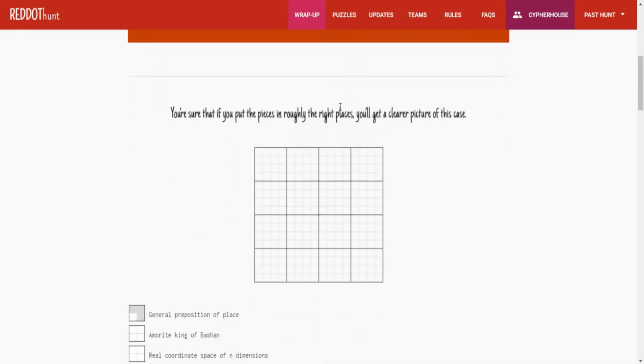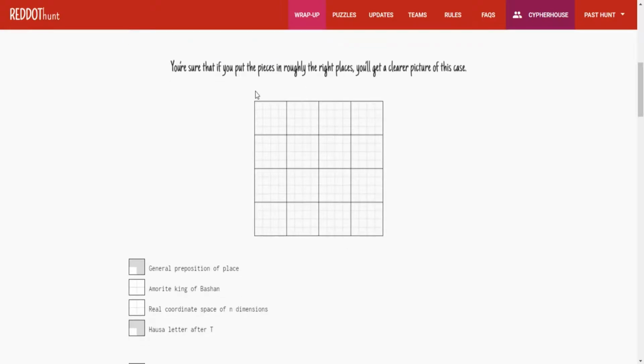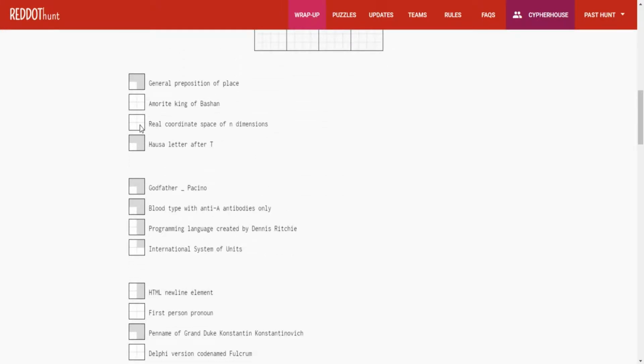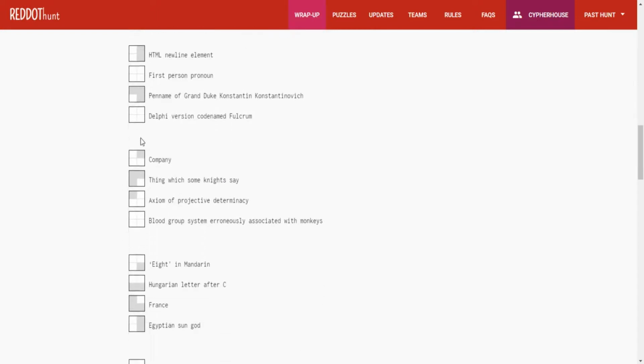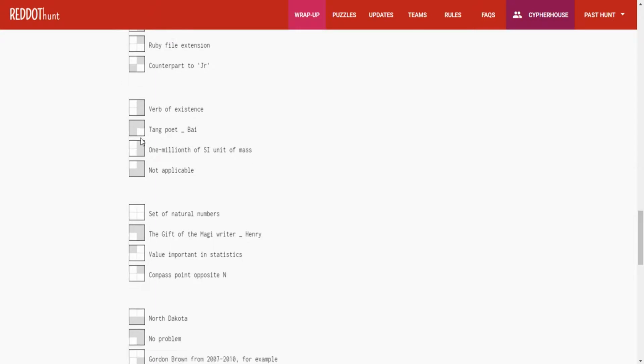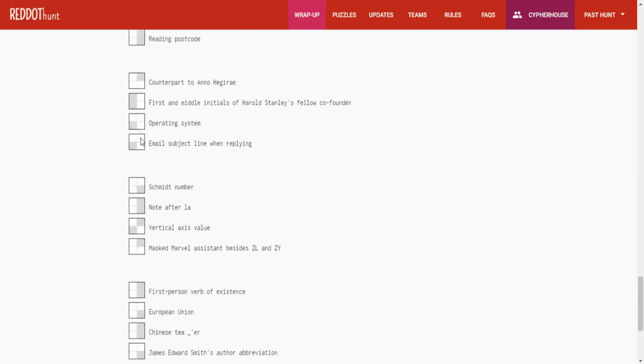You're sure that if you put the pieces in roughly the right places, you'll get a clearer picture of this case. So we have a 16 by 16 grid separated into 4 by 4 sections. And then what do we have down here? Okay, we have a bunch of 2 by 2 pieces. There are a lot of 2 by 2 pieces.